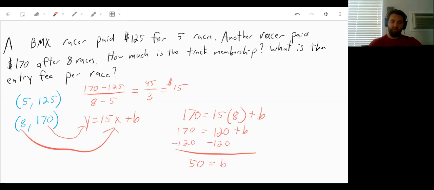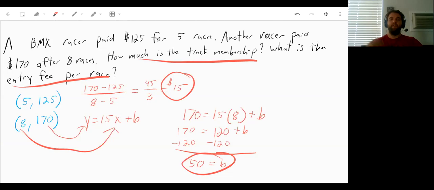So how much does it cost per race? Because it wanted to know that. That was 15. How much was the track membership? That was 50. We don't even need to write a final equation. It just wanted to know those two pieces of information. So now we're done.